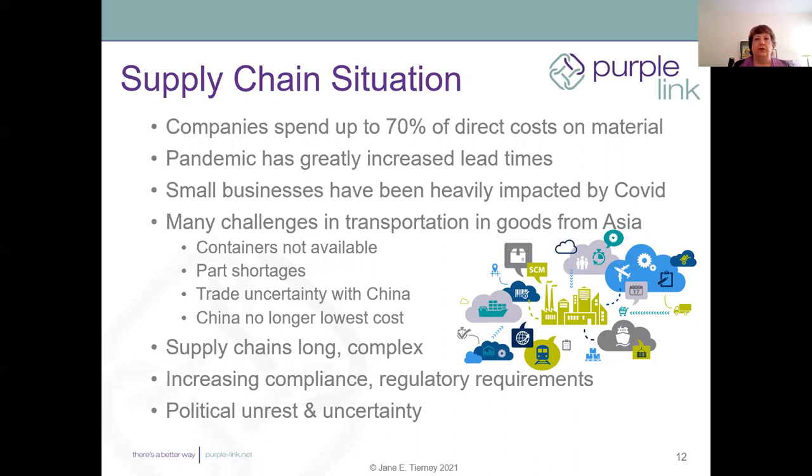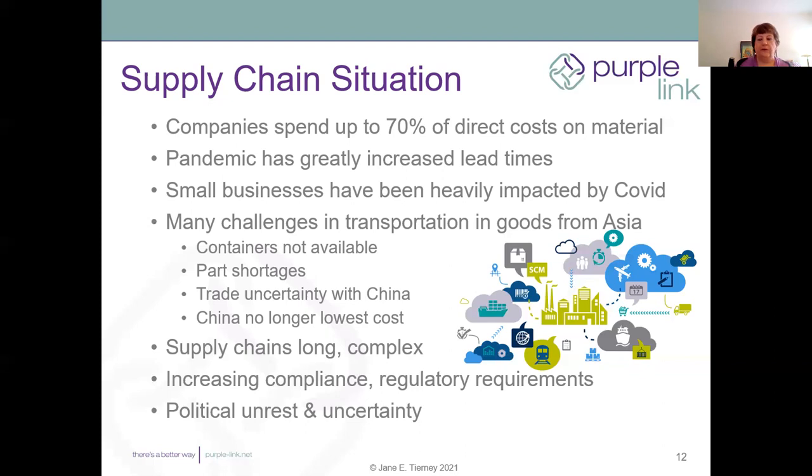Small businesses were heavily impacted by COVID, but some large businesses were too, for some industries and some types of goods. The Asian manufacturers are still kind of crazy with certain things going on. There's trade uncertainty with China. For a while now, China has not been the lowest cost manufacturer or manufacturing site. Companies have gone to Bangladesh, to Vietnam, to other places in Asia, trying to get cheaper labor still than from China. So there's a lot of different scenarios going on.